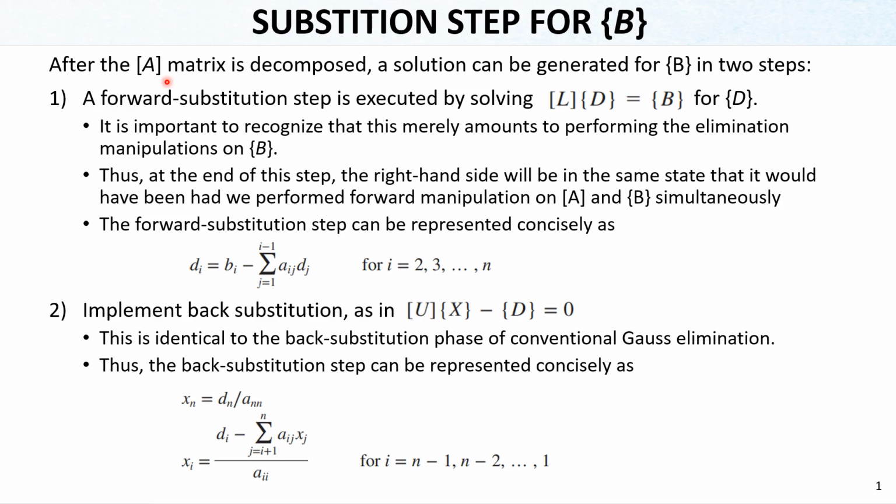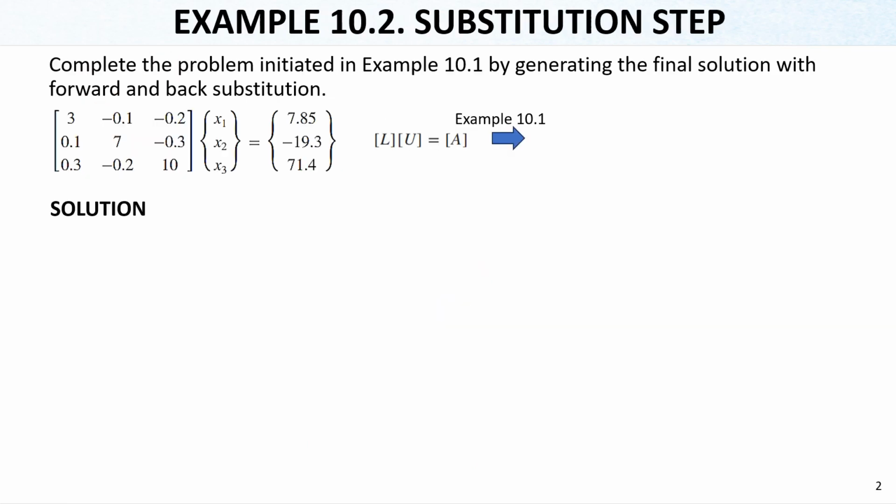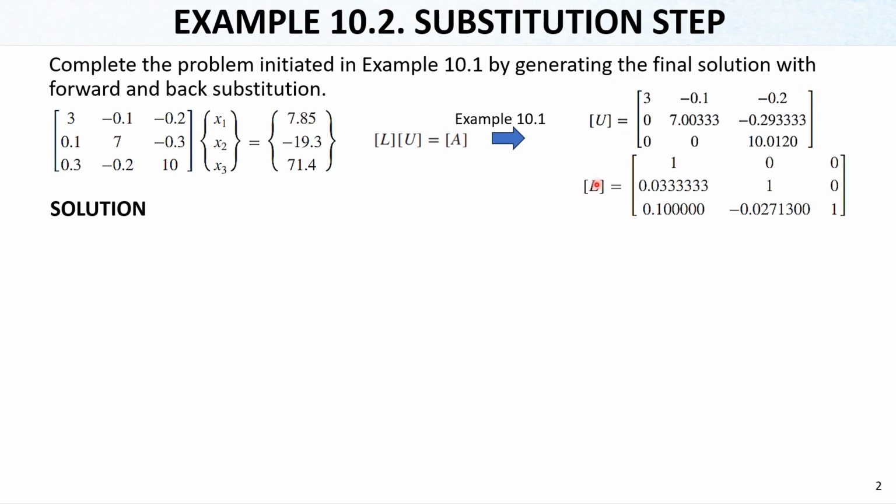Let's continue in the next slide to the example that we solved before for LU decomposition for the A matrix. And now let's find the X values in the next slide. In the example, if you remember, we already obtained an L and a U matrix by decomposing A with the LU decomposition for this example in example 10.1, and the results were these. U is this and L is this. Now we are going to use this for the forward substitution and back substitution. Let's continue with the first step of substitution, which is forward substitution.